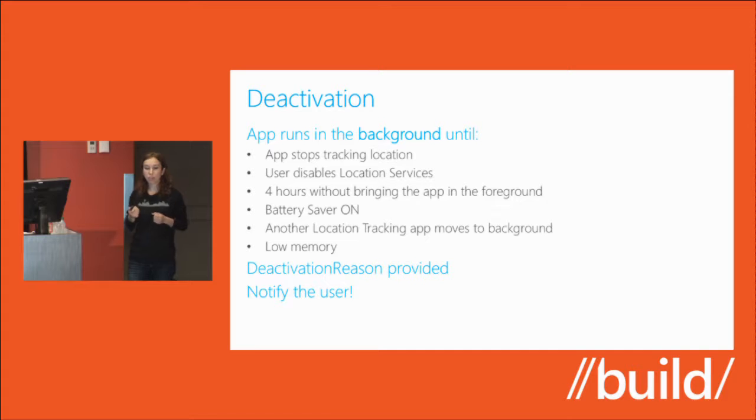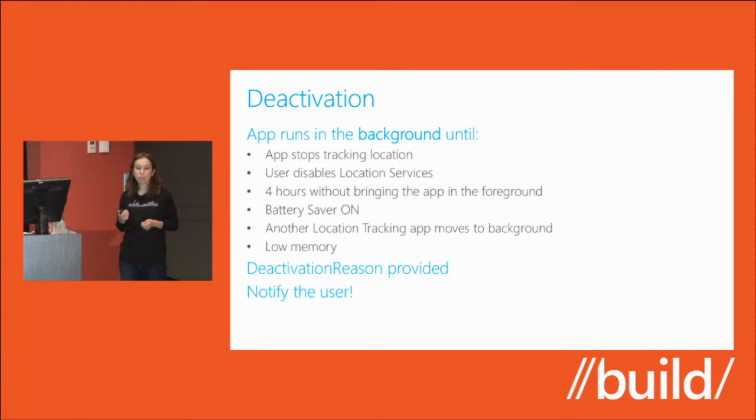And speaking of power and battery, when battery saver is turned on at all times, applications tracking location cannot run in the background. But that is also the case when the phone actually runs in battery saver mode. And that would be the case when the battery reaches 20% and the phone switches to battery saver on. So in that case, if you had an application running in the background, the OS is going to deactivate it.